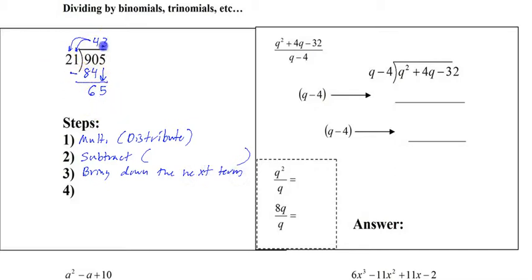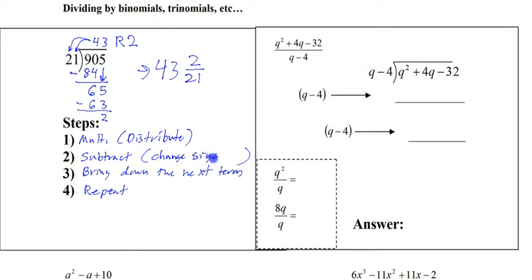Well, we repeat it. So we now put a 3. 3 times 1 is 3. 3 times 2 is 6. And that's 2. And after there's nothing left to do, we write remainder 2. Well, what this would look like as a mixed number is 43 and 2 over 21. And that's how we're going to be writing our answers here. So step 4 is repeat. Okay, whenever we subtract, this is actually changing the signs, and you'll see that when we do it. So when you subtract, it's change signs.